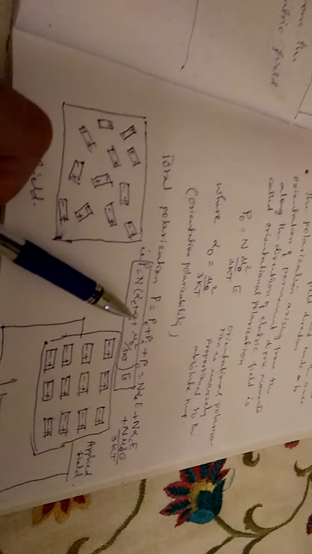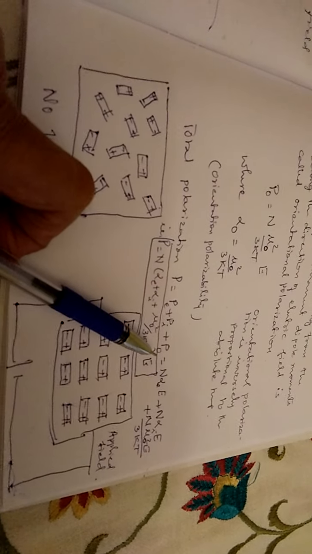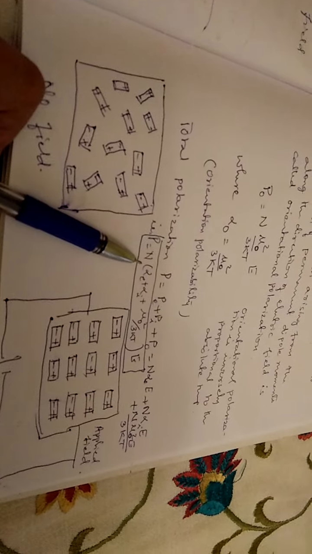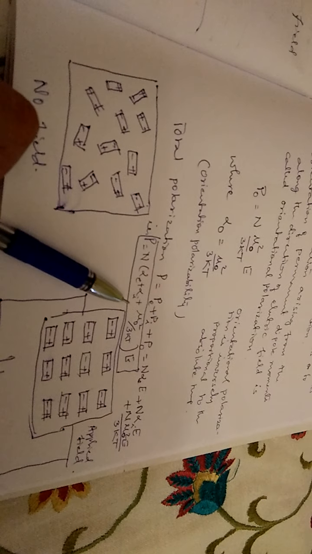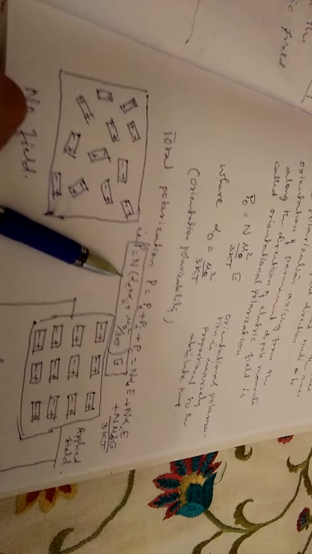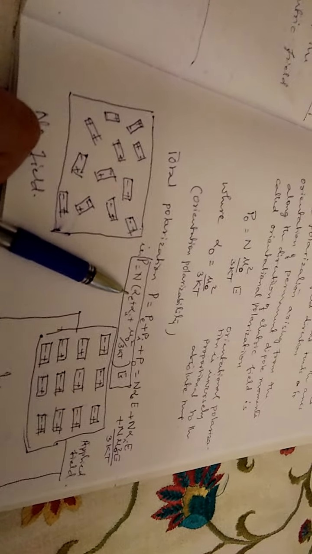So the total polarization, if we combine all three types of polarization, this is electronic, this is ionic, and this is orientational, add all the polarizations and substitute the values. So P is equal to N into alpha E plus alpha I plus mu square by 3 kT, into E. This alpha E we know is equal to 4 pi epsilon naught into R.